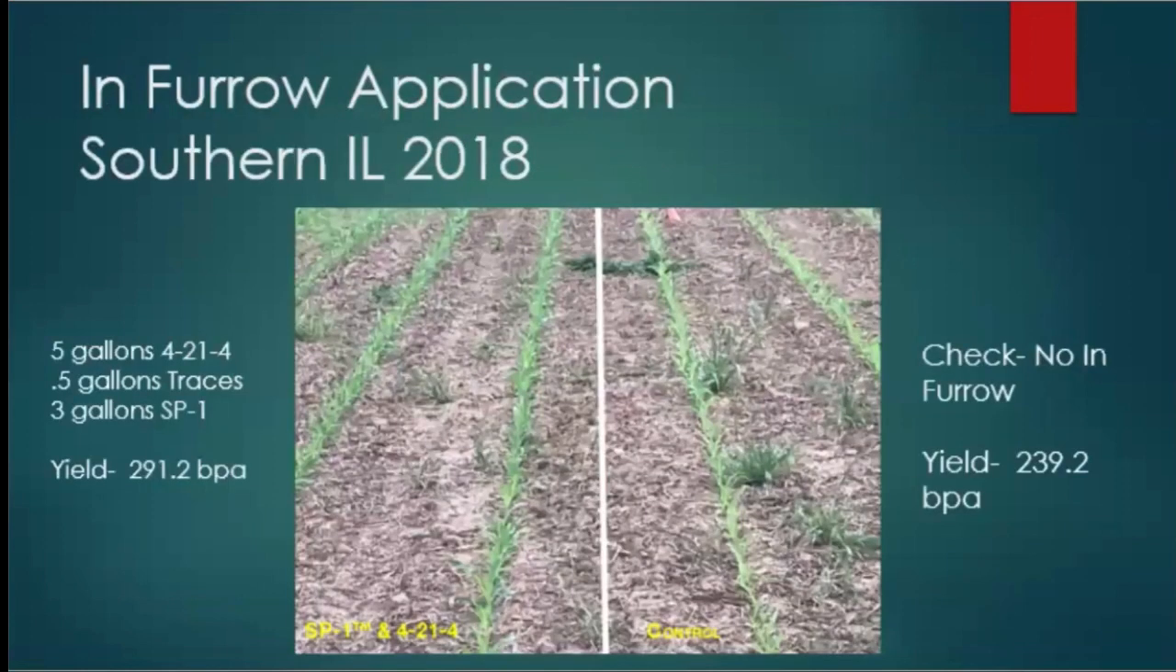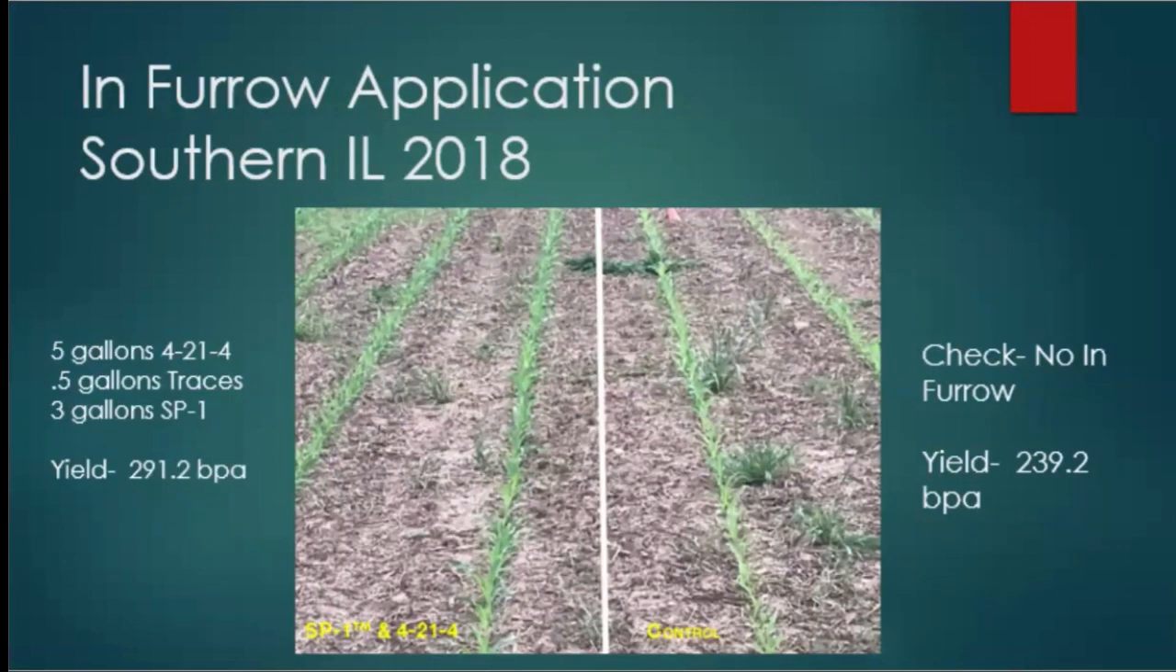So this is in Fertile, on another part, southern Illinois. This had a check, and then 5 gallons of our 421-4, half-gallon trace, 3 gallons of SP1, which is now MVP. I call it SP1's big brother. Yield difference pretty substantial there. Is that what happens all the time? No, not what happens all the time. Have we seen it in more than just this case? Yeah. It's not just a one-off either.